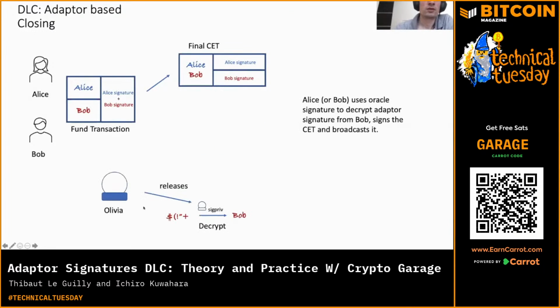Now, at the time when the oracle releases a signature, Alice, for example, can take the adapter signature from Bob which corresponds to the outcome that was released by the oracle, and then Alice is going to be able to decrypt this signature and broadcast it, and it gets included in the blockchain, and directly Alice and Bob can get their payouts.